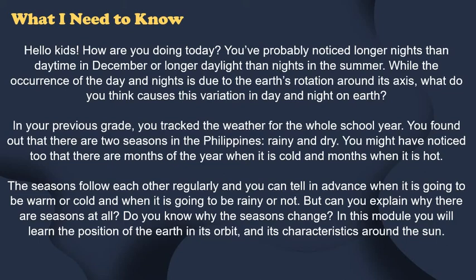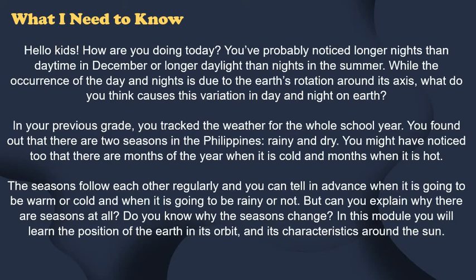In our previous grade, you tracked the weather for the whole year round. You found out that there are two seasons in the Philippines, the rainy and the dry, or the wet and dry. You might have noticed, too, that there are months of the year when it is cold and months when it is hot. The seasons follow each other regularly, and you can tell in advance when it is going to be warm or cold, and when it is going to be rainy or not. But can you explain why there are seasons at all? Do you know why seasons change?